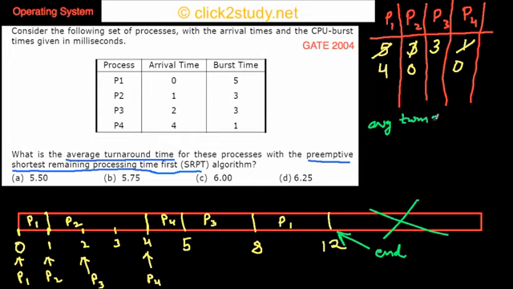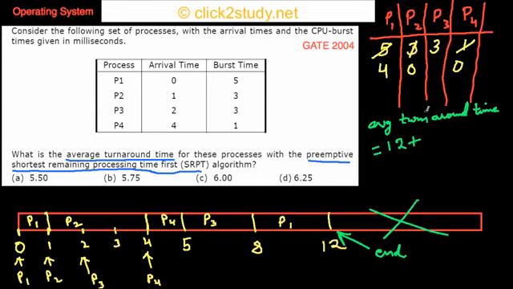Let's calculate the average turnaround time. What is the turnaround time for P1? P1 arrived at 0 and it completed at 12, so the turnaround time for P1 is 12. This average turnaround time means we take the average of all the times. What is the turnaround time for P2? P2 arrives at 1 and it finishes at 4. That means the turnaround time for P2 is 4 minus 1.